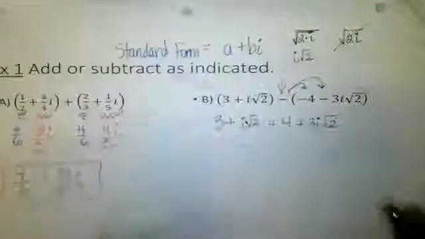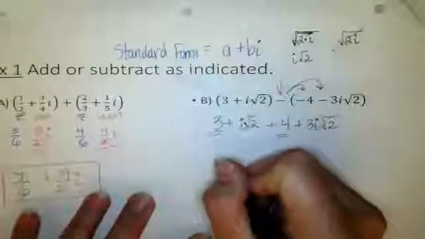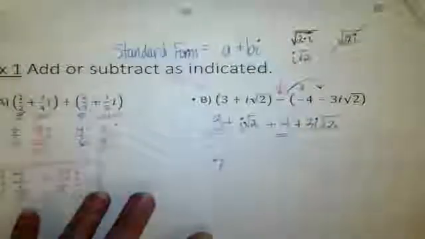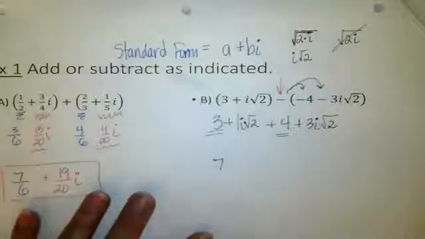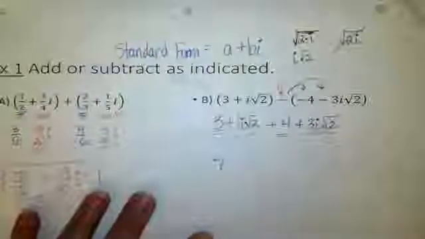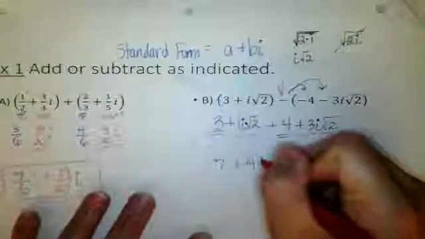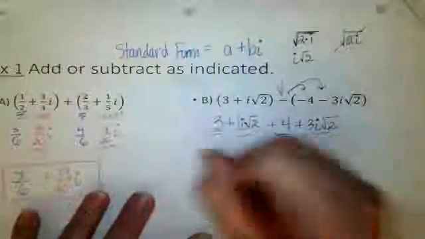Again. All right, so just combining like terms here. 3 and 4 is 7. And this is 1 i radical 2 plus 3 i's radical 2, which is going to give you 4 i's radical 2.